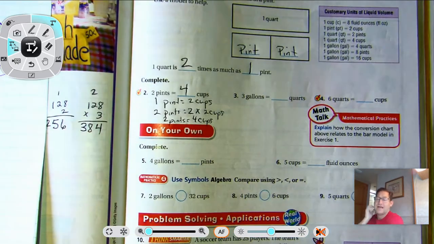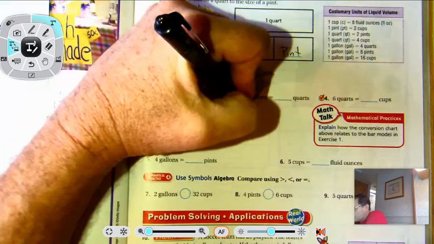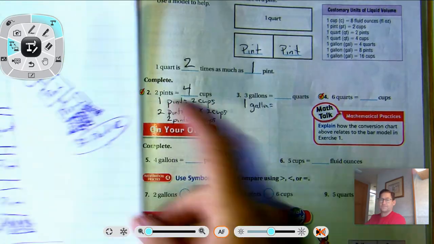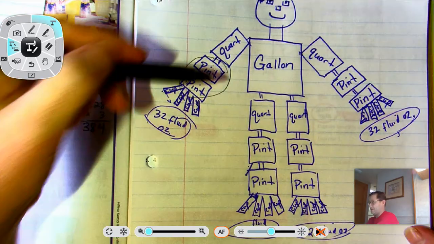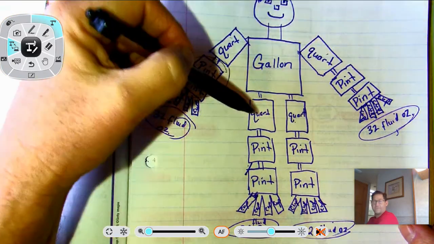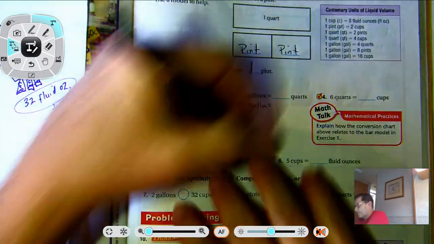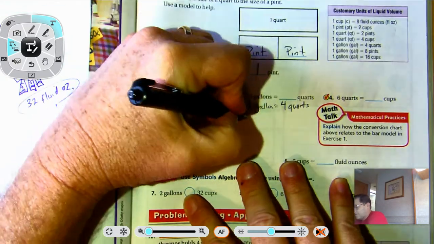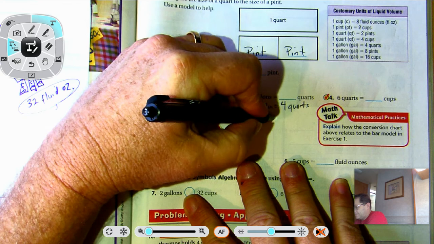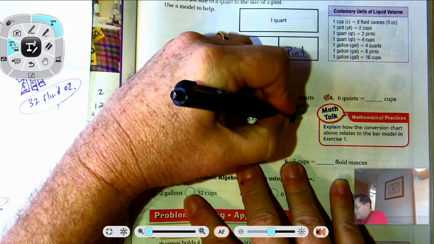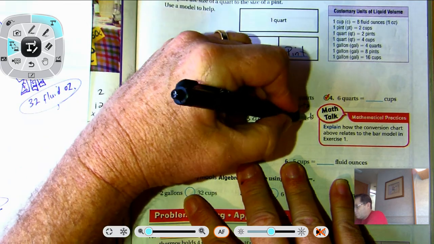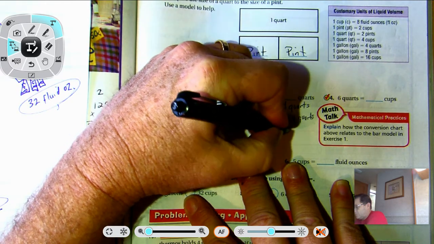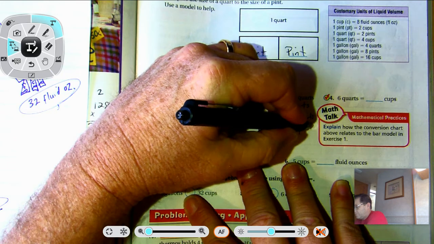3 gallons is how many quarts? 1 gallon equals 1, 2, 3, 4 quarts. 1 gallon equals 4 quarts. So 3 gallons equals 3 times 4 quarts. 3 gallons equals 12 quarts.